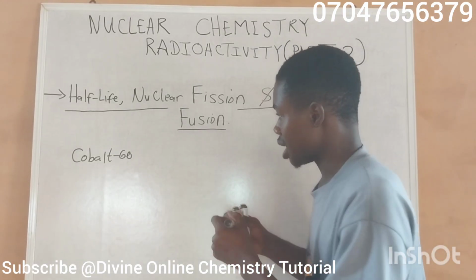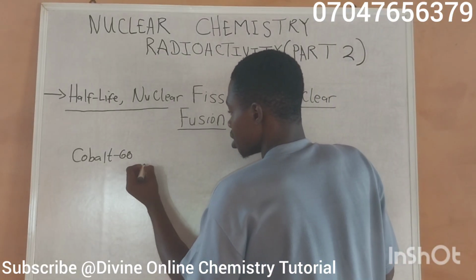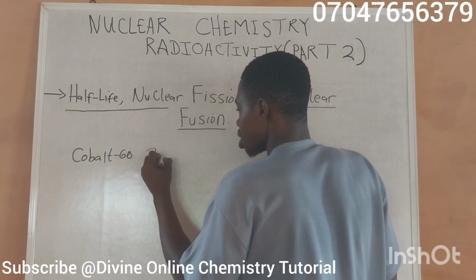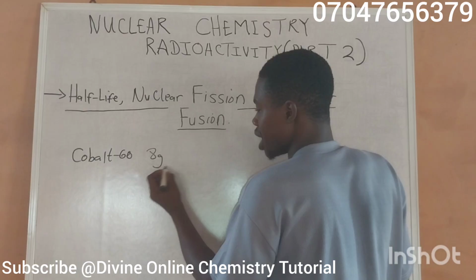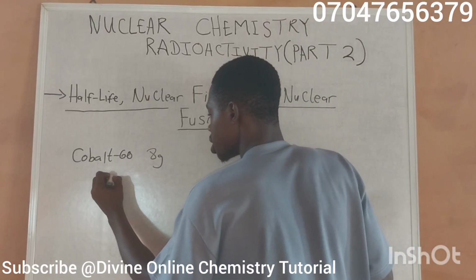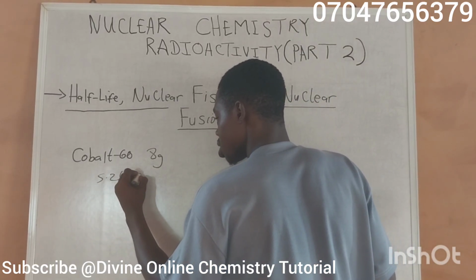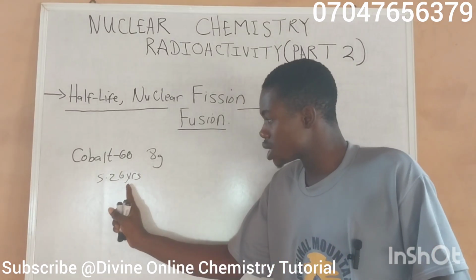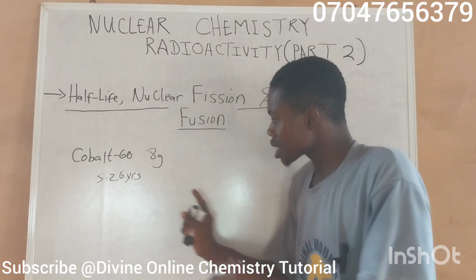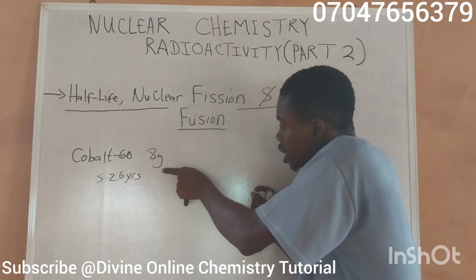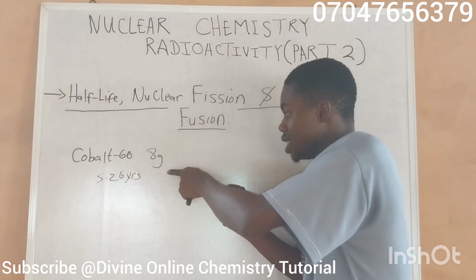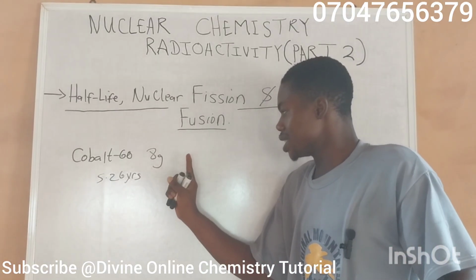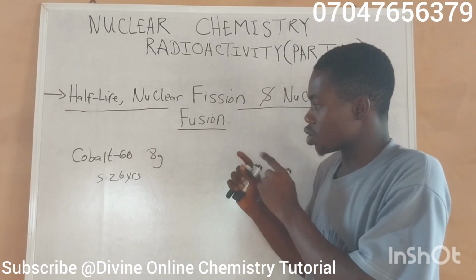Now for instance, if 8 grams of cobalt-60 is having a half-life of 5.26 years, it means that at the end of this 5.26 years, which happens to be the half-life, half of this cobalt-60 will decay, remaining half. So that's what half-life is talking about.